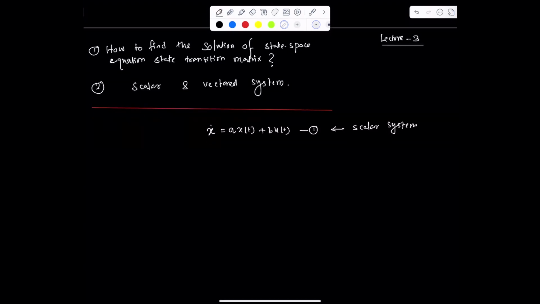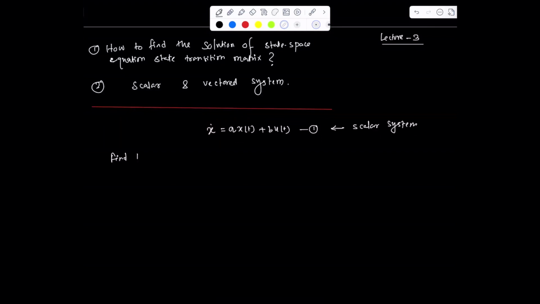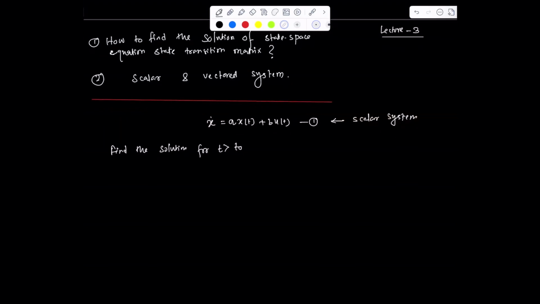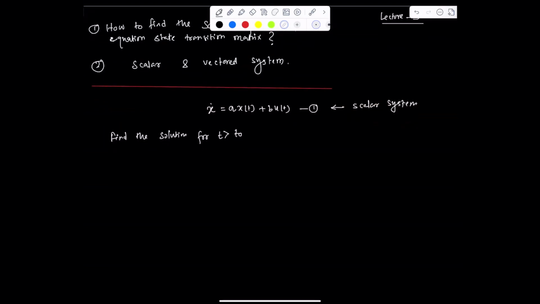Here, let us find the solution for t greater than t naught. So t naught we can assume is the initial time value, and t can be any value. Also, let us assume the initial state starting from t naught, which is denoted as x naught.